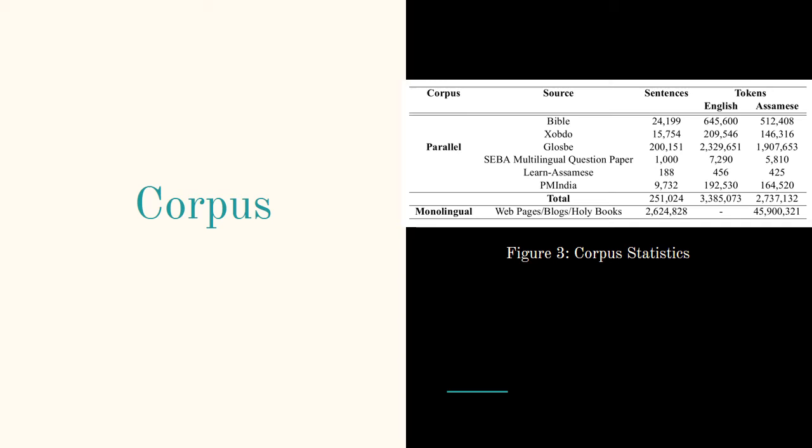So these are the corpus statistics which we have collected from various sources like Bible, Hobdo, Crosby, Seva, Multilingual Question Paper, Learn Assamese, PM India. These are the sources, and the next columns are the number of sentences and then tokens. For the monolingual corpus we have collected from various web pages, blogs, and holy books like Bible, Quran, Gita, and we have collected that monolingual data of Assamese.